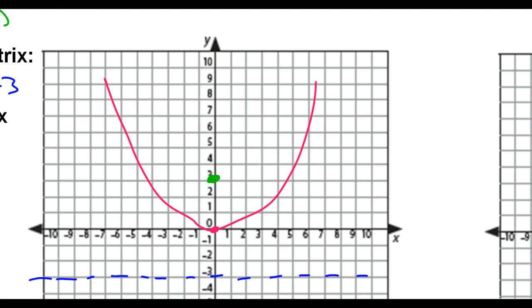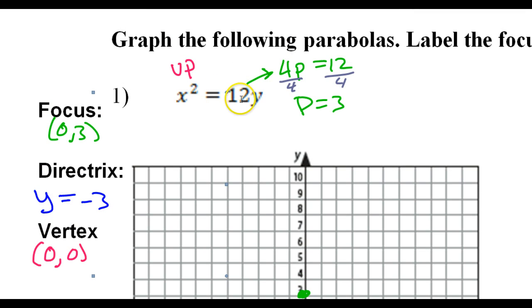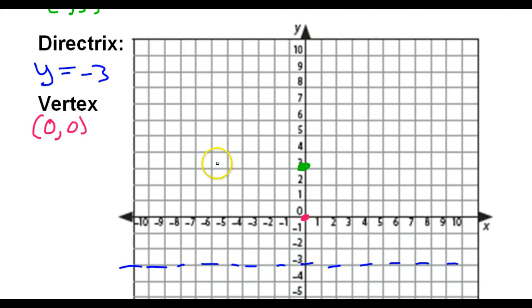Okay, so let's make our graph more precise by using the focus width. The focus width is 12, because see the 12 right there? So that means at the focus there will be a width of 12. In other words, 6 to the right and 6 to the left. Okay, so this is a basic sketch of the parabola.